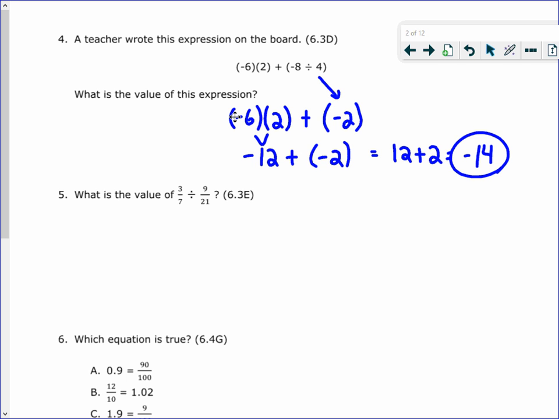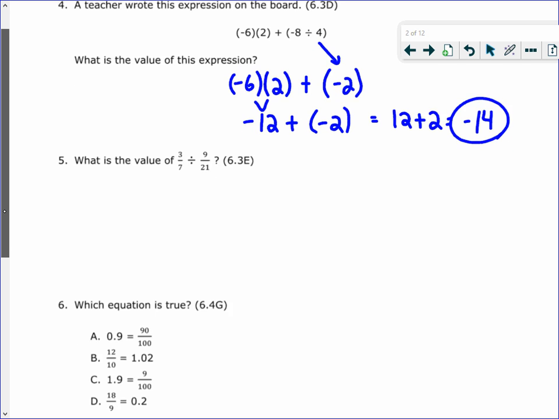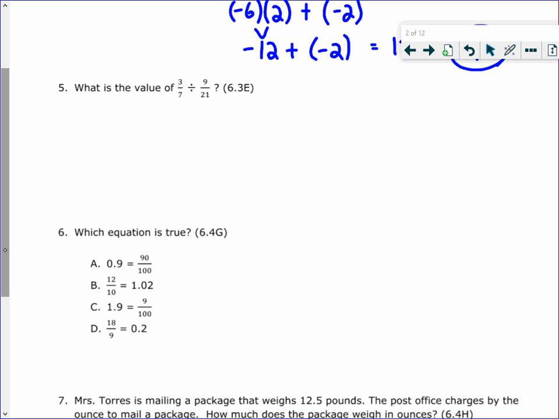All right, so what is the value of 3/7 divided by 9 over 21? So remember, you can't really divide fractions. So we're going to try to change it to a multiplication and then go from there. So 3/7 divided by 9 over 21. We're going to rewrite this, and we're going to keep the 3/7. We're going to change the division to multiplication, and then we're going to multiply it by the reciprocal.